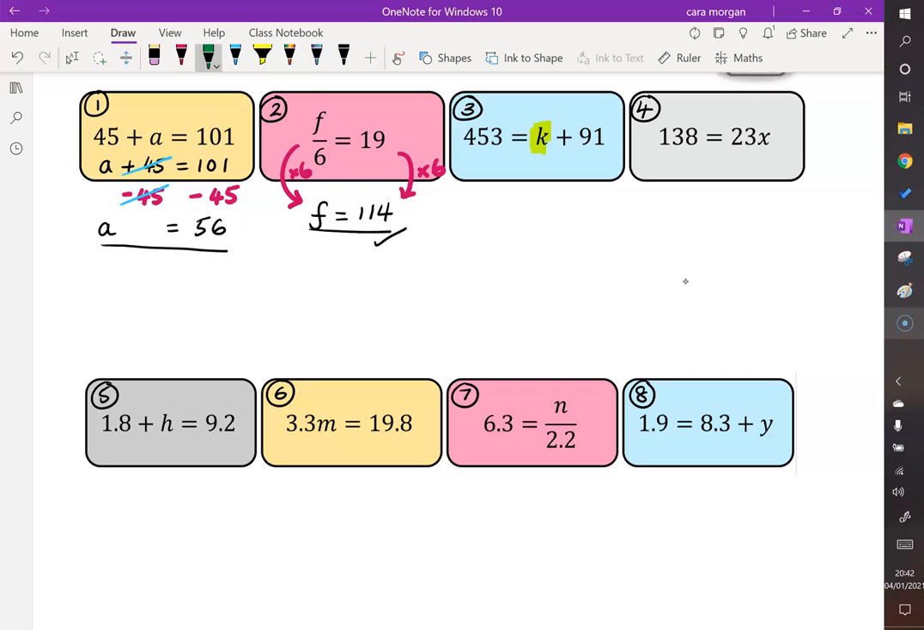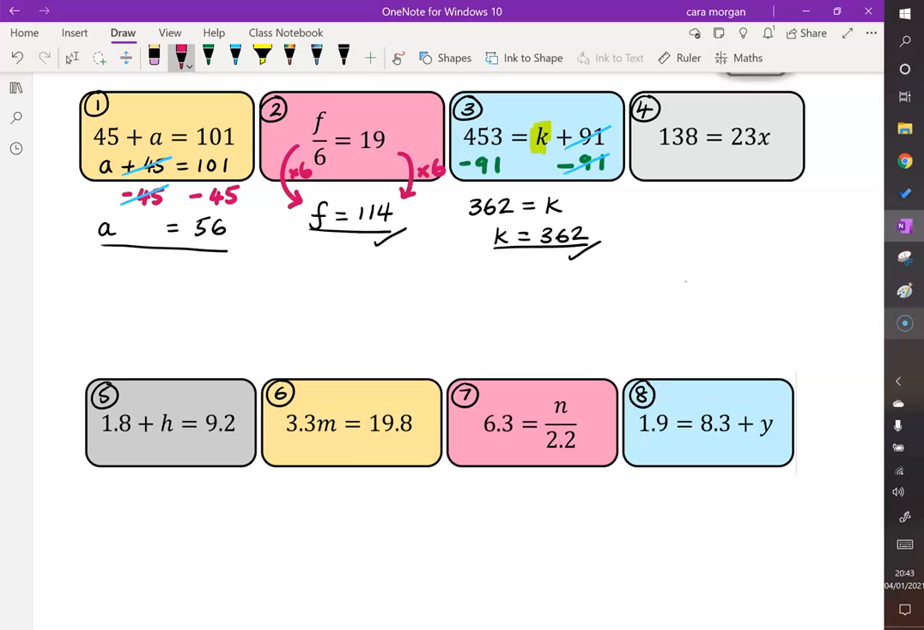Number 3, I really want to get k by itself. Adding 91 to it gives 453. So I think if I subtract 91 from both sides, then that will help me find out what k is equal to. That must mean 362 is equal to k. If, like me, you prefer to write the k on the left-hand side, we can just switch the sides there to write the answer. I might check that when I add 91 to 362, I get 453.